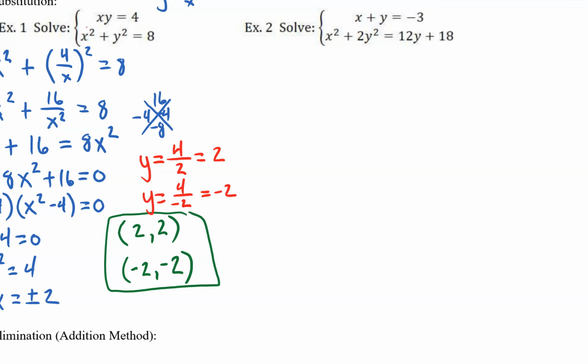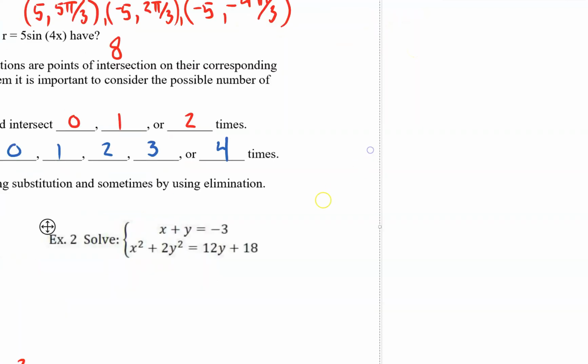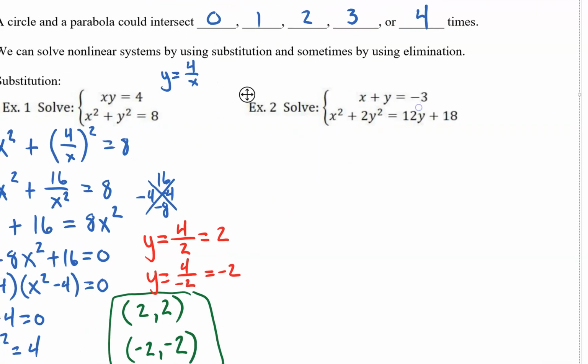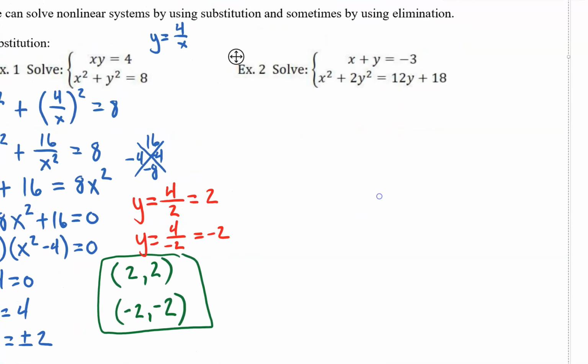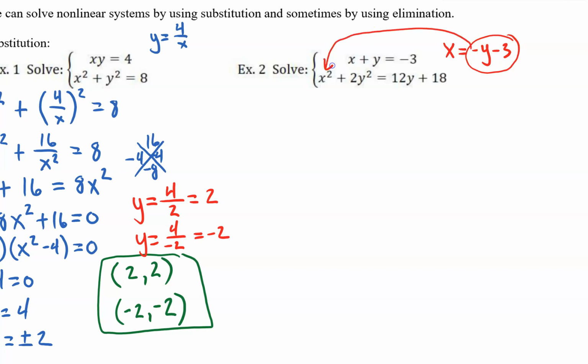Here we're going to have to do something in particular. One second. So for this one, I'm looking at here, I've got a couple of y's. I don't want to have to replace two things. So the thought process for this one should be, let's eliminate the x here. So I would say that x is going to equal negative y minus 3. And then I'm going to take all that and plug it in right there.